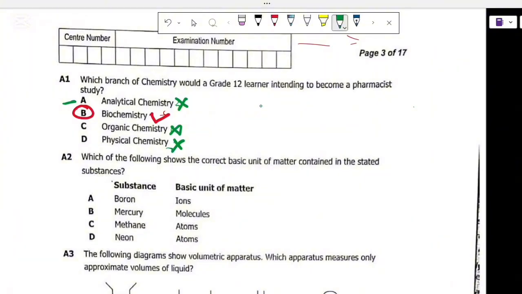So that's what we can say on the first question. You have to understand the branches of chemistry and how you can distinguish between them. If you have a question where you have to identify which branch of chemistry a grade 12 learner intending to become a pharmacist would study, then you'll know that the key here is biochemistry. Your exam might not come with exactly the same question, but the principles might be expressed in the question that you have in your exams. It might be dealing with the same branches of chemistry, so make sure you understand all those branches.